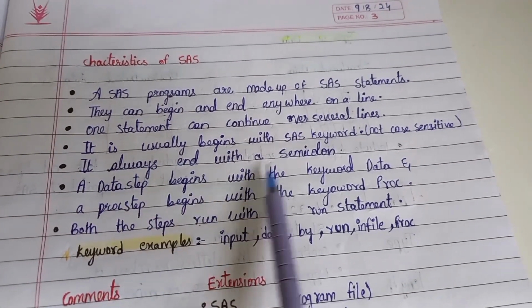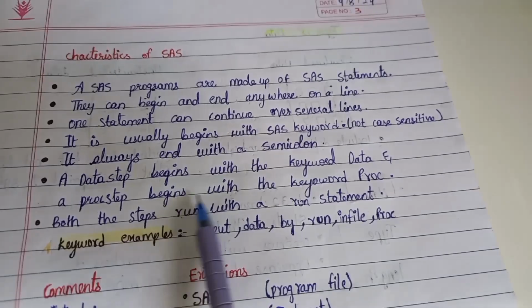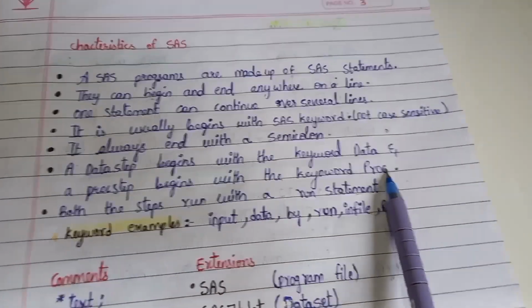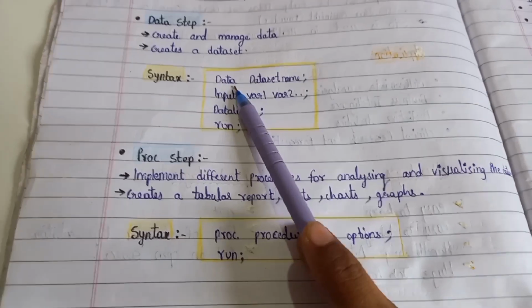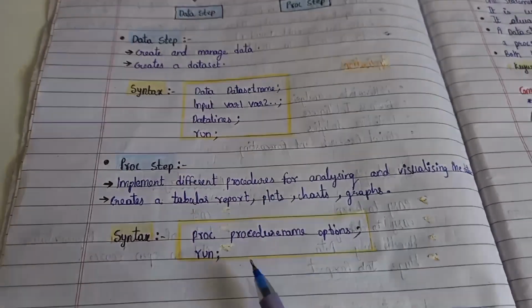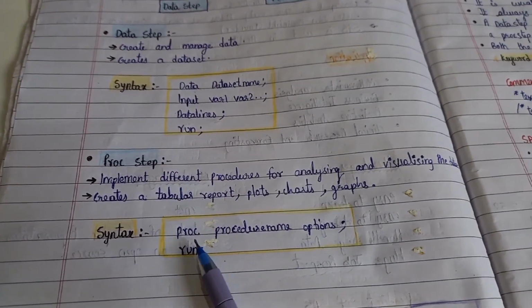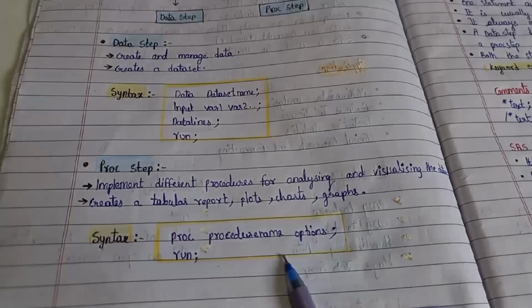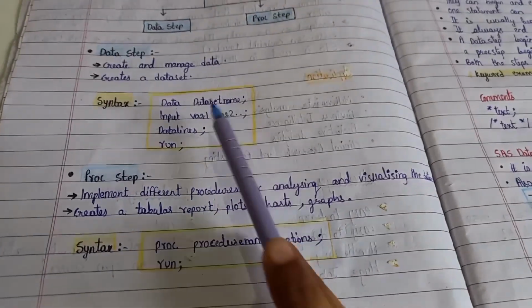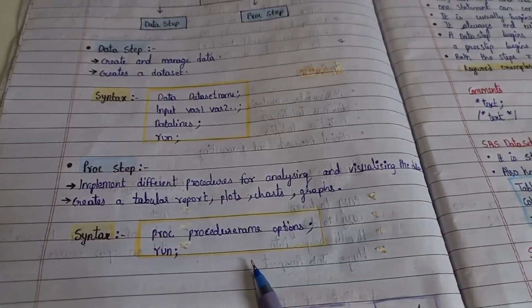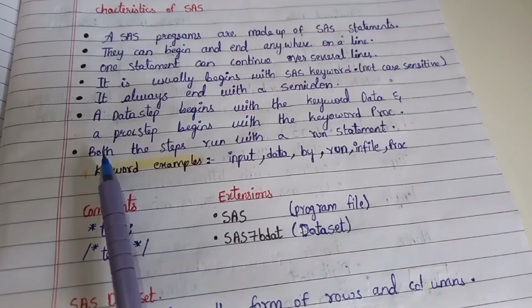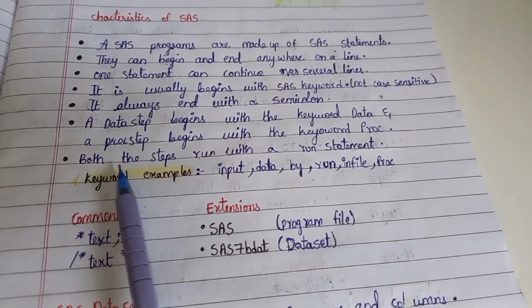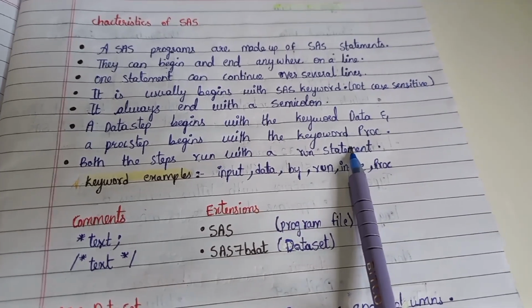A data step begins with the keyword data and a proc step begins with the keyword proc, right? In the syntax, a data step begins with the keyword data and the proc step begins with the keyword proc. So these are the two steps here, right? How many steps? This is one step and this is the second step. Both the steps run with this run statement.